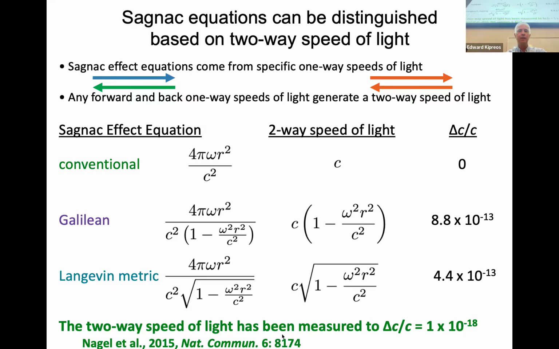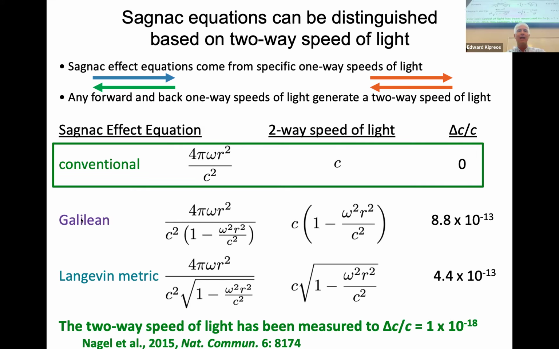But if you use the same conditions and apply them to this Galilean two-way speed of light or the Langevin metric two-way speed of light, you get a variation of 4.4 times 10 to the minus 13 or 8.8 times 10 to the minus 13. And these things are 10,000 times higher deviation than was found for the actual experiment. So we know that these are not valid. They're not correct Sagnac equations. So the only one is the conventional equation.